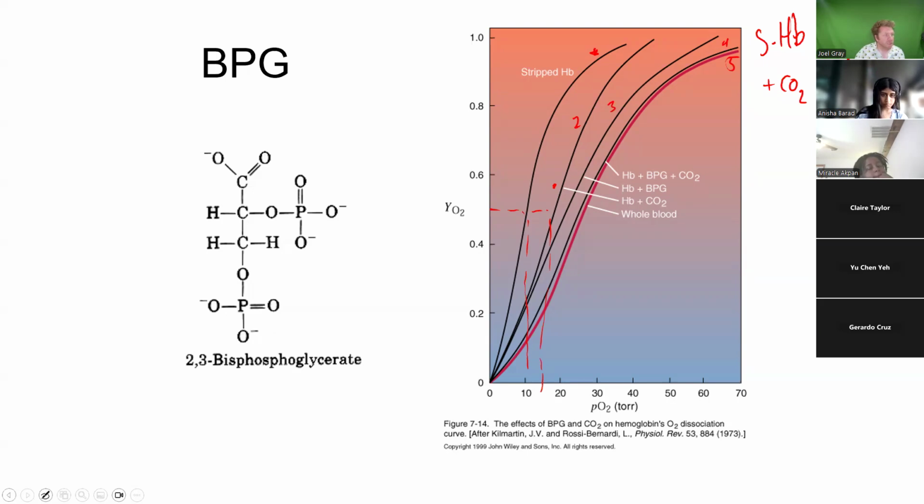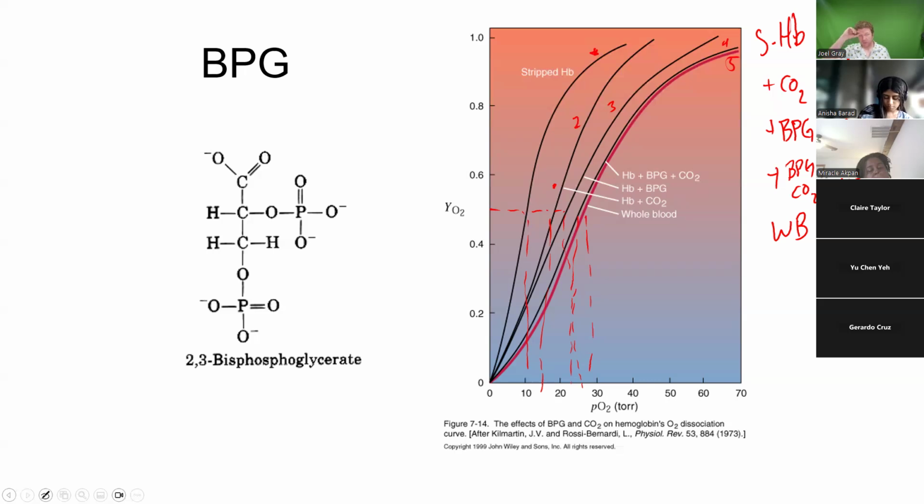Next, we've got plus bisphosphoglycerate. Oh, that's not plus CO2 and plus bisphosphoglycerate. That's just plus BPG. Our P50 is about, let's say, 22. So that one's done. And then our fourth one right here, I'm going to call that plus BPG and CO2. I'm going to call that about 25. And then last but not least, this red line, that's our whole blood. That's at about 26.